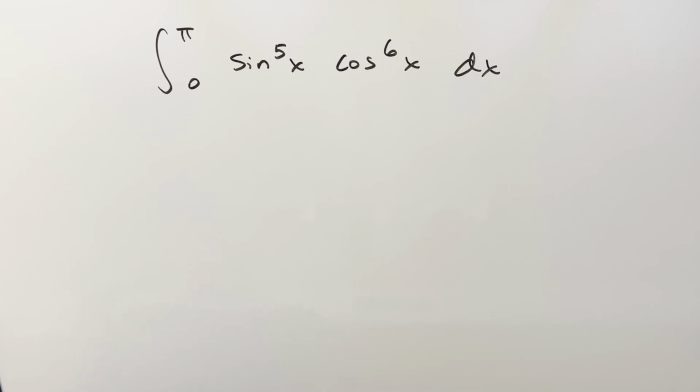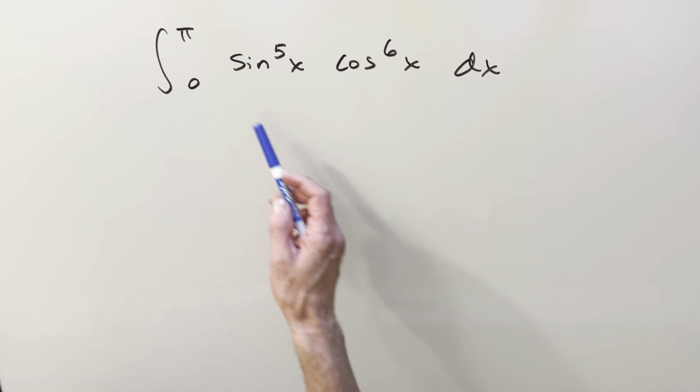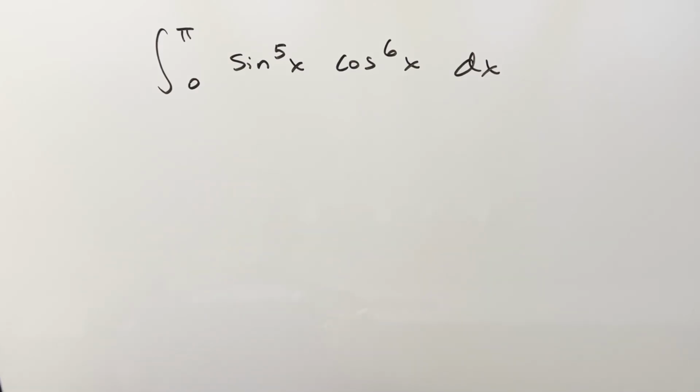Okay, let's take another integral. We've got the integral from 0 to pi, sine to the 5th x, cosine to the 6th x, dx. To get started with it, there's definitely a few different ways. You could probably do standard trig stuff to it, but I'm not that interested in that today.